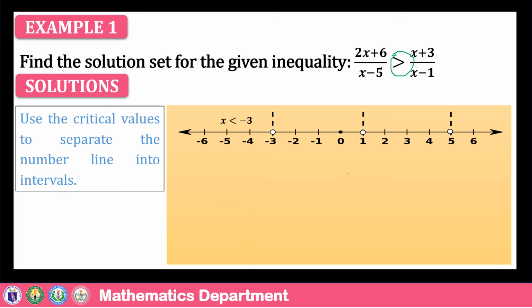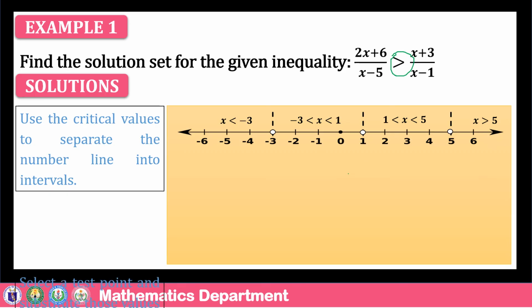So ang first natin na interval, that is x is less than -3. So lahat ng mga values na nasa left side ni -3. And then yung next naman natin na interval, we have here -3 is less than x is less than 1. So meaning to say, those values na nasa pagitan ni -3 and ni +1. Yung next naman natin, we have here from 1 to 5. So x is greater than 1 but less than 5. And of course, ang last natin dito na interval is x is greater than 5.